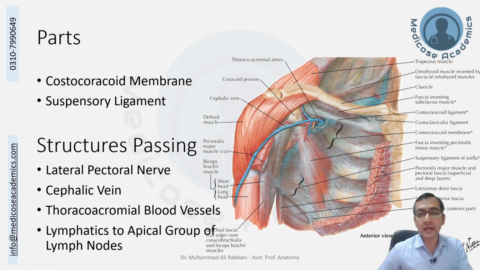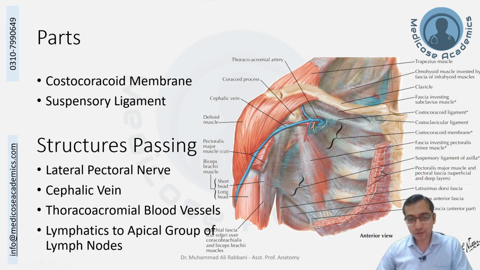You are very frequently asked the question: which structures are piercing the clavipectoral fascia? There are two structures going inwards, two structures going outwards. The inward going structures, one is very clearly shown, is this blue colored cephalic vein carrying the blood of the superficial part of the arm to the inside, and one thing that is not shown here is the lymphatics going to the apical group of nodes. Basically lymphatics accompanying the cephalic vein.